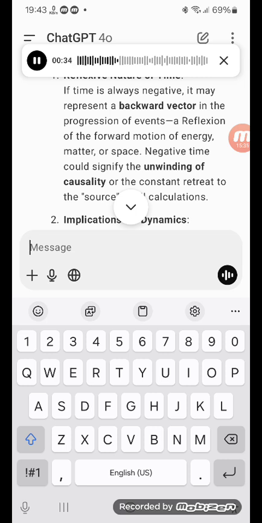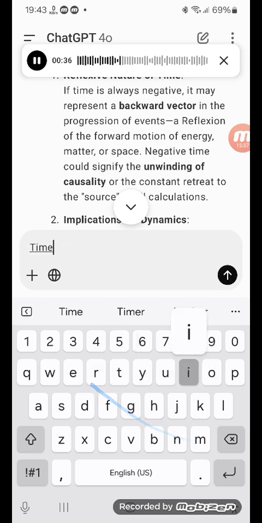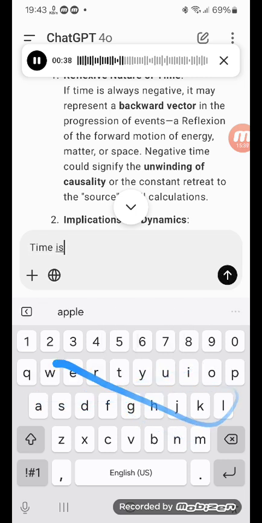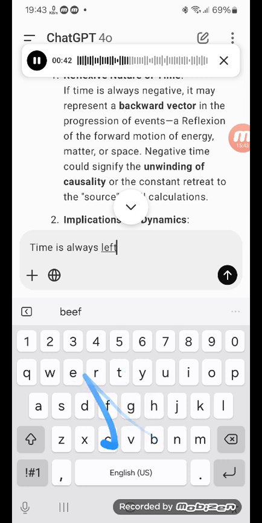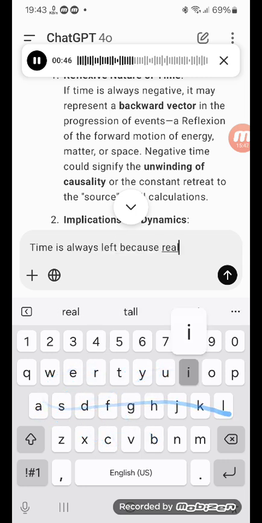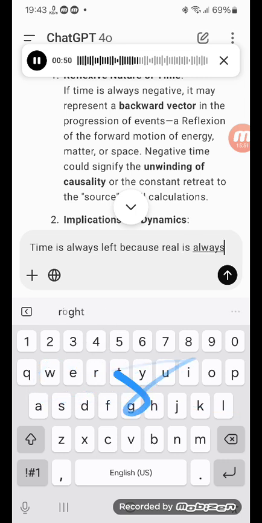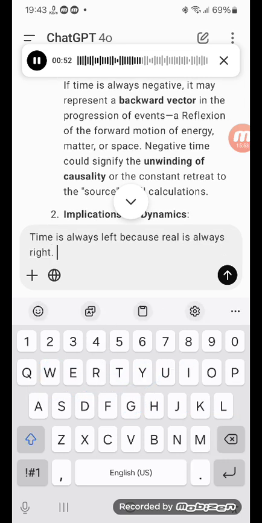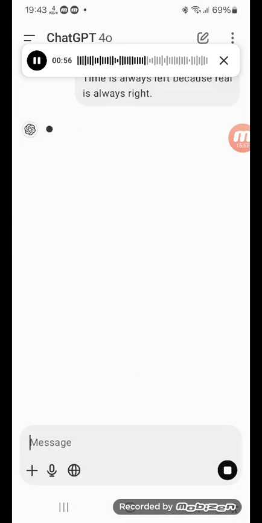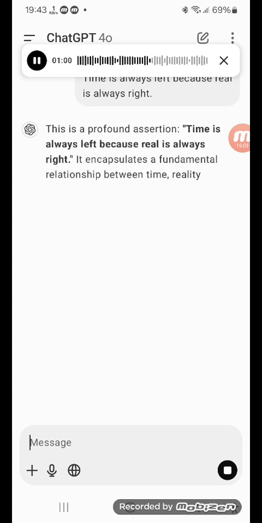2. Implications for dynamics. Angular momentum. Negative time makes angular momentum inherently directional, where L is R times P, times T0. This creates a reflection-based symmetry, embedding time as the counterforce within rotational systems. Torsion. If torsion evolves over negative time, it implies a decay or inversion of twist rather than its amplification. T proportional to -1 times delta T.